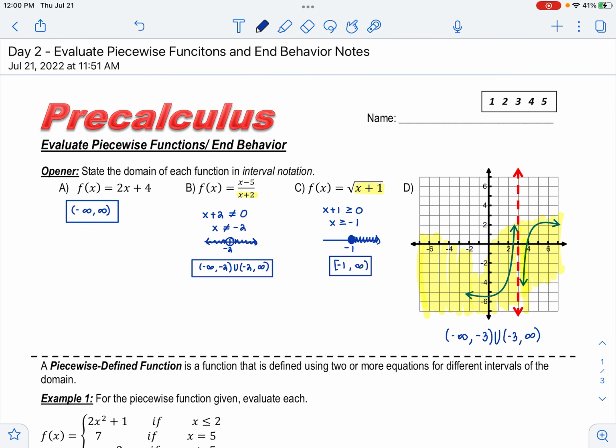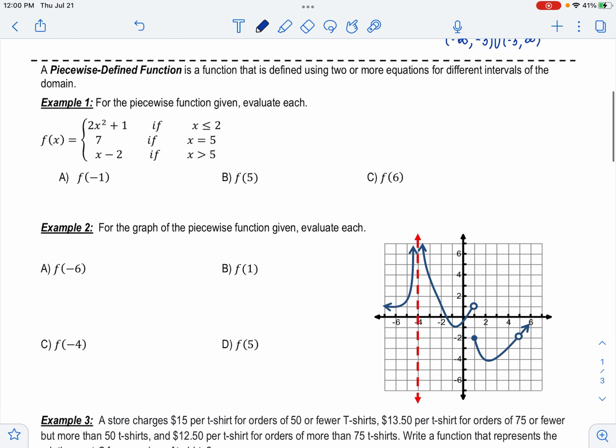Okay, that's it for the warm-up. Let's move on to the material that we're discussing today. So first we're going to talk about piecewise functions. Piecewise functions is not something that should be new for you. You did graphing piecewise functions and evaluating piecewise functions in Algebra 2 with trigonometry.